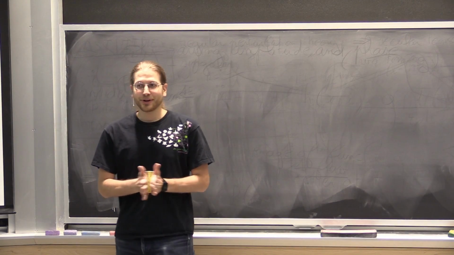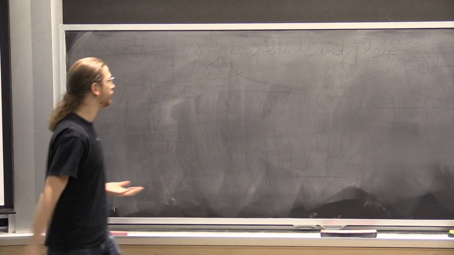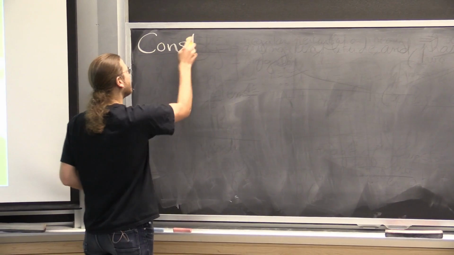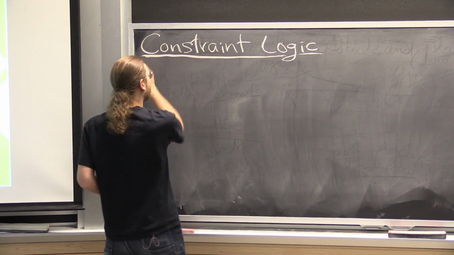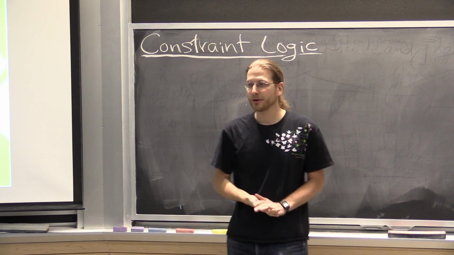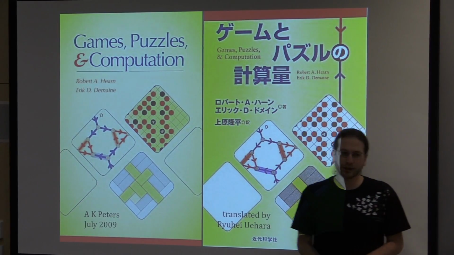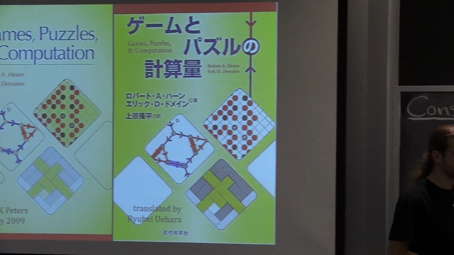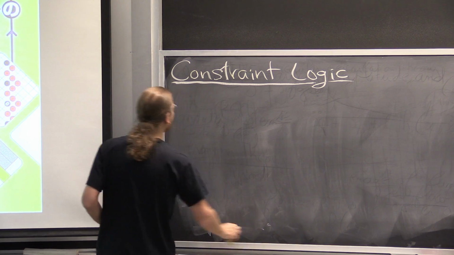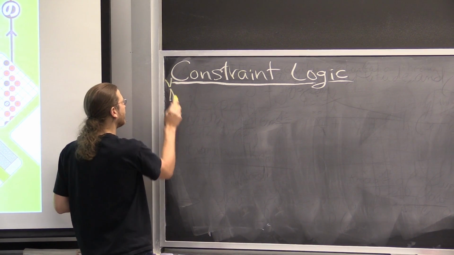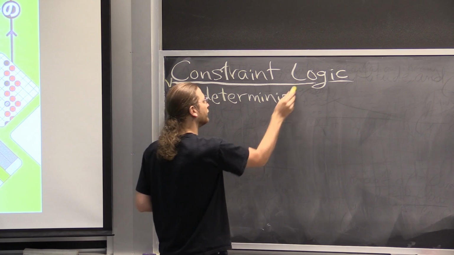All right, so today we start a new topic, but in the same spirit of Pspace completeness of puzzles. We're going to talk about a general theory called constraint logic. This was the topic of a PhD thesis here by Bob Hearn, which later turned into this book, Games, Puzzles, and Computation. Constraint logic is a big theory, but today we're going to focus on one particular aspect of it called nondeterministic constraint logic, nondeterministic like NP. And that is specifically about puzzles and Pspace completeness.